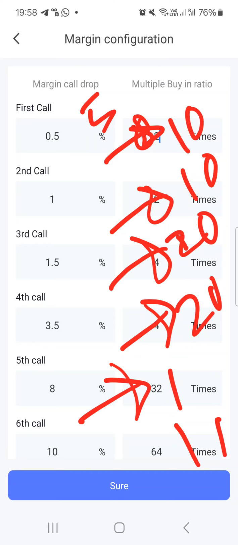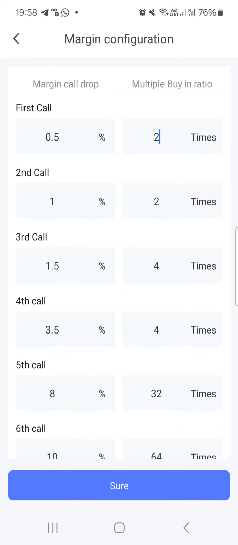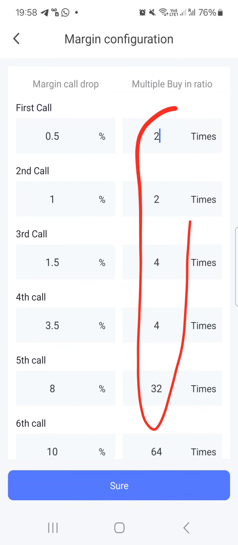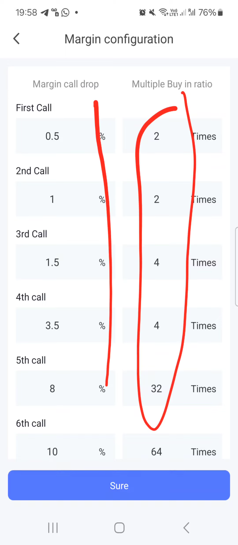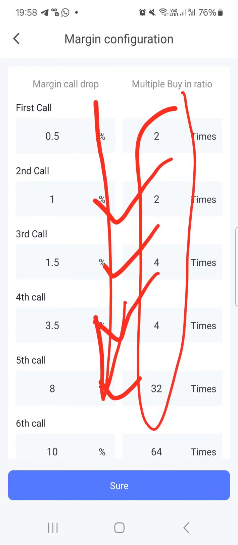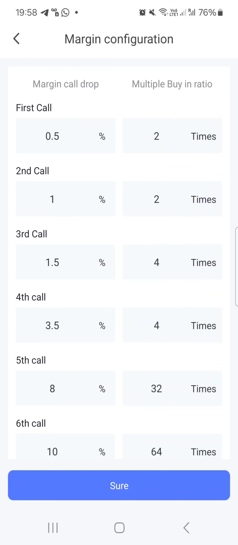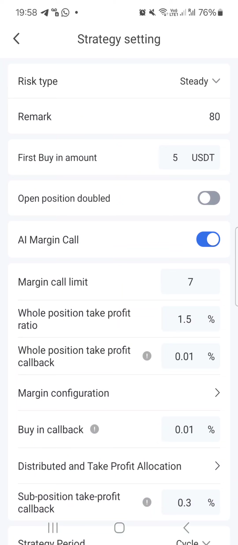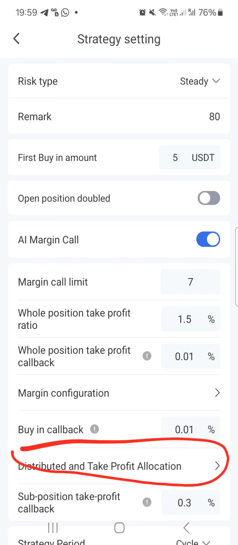If you have 100, just calculate according to your capital, as long as you understand this concept that we're using a double up method. You double up as the market falls, you increase the double, right? That is what it means. So you click on sure, like I said. Then over here, this section is the call number 5 to 7, the call limit number 5 to 7.